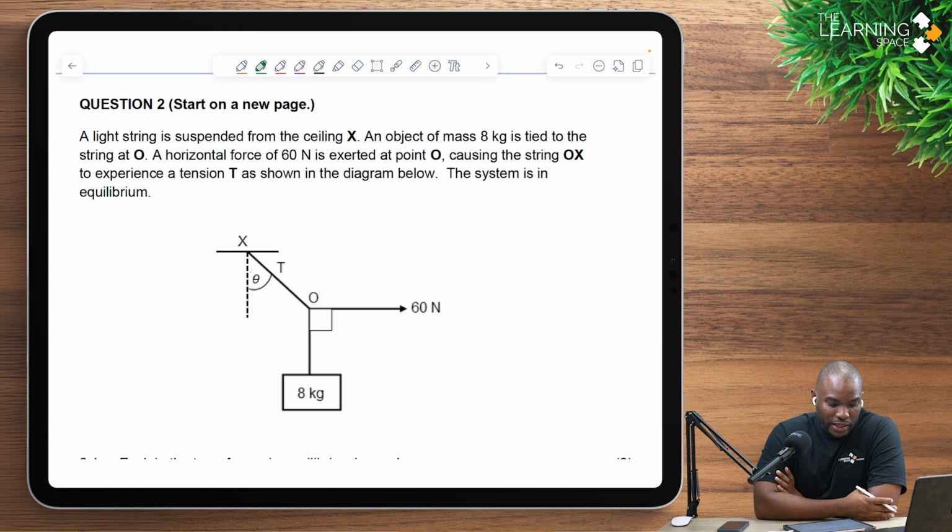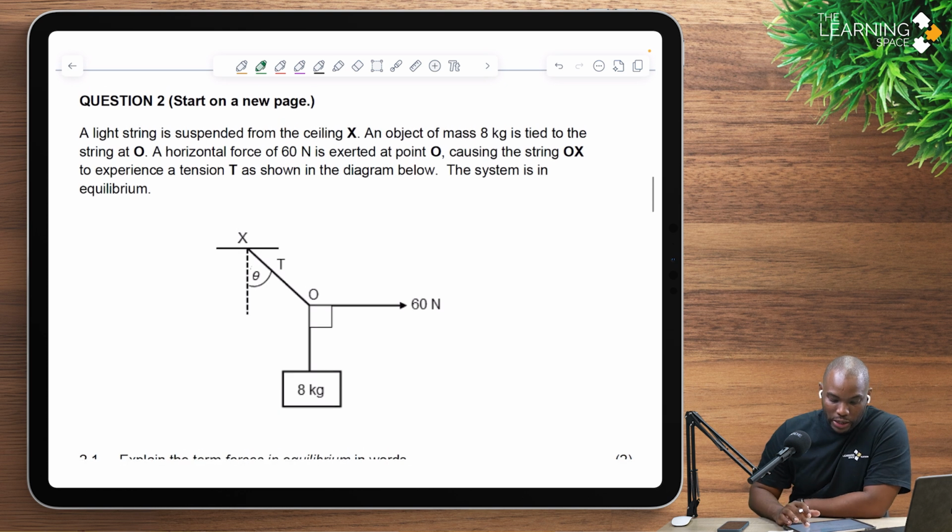Question 2 then says, a light string is suspended from the ceiling X. An object of mass 8 kilograms is tied to the string at O. A horizontal force of 60 newtons is exerted at point O, causing the string OX to experience a tension T as shown in the diagram below. The system is in equilibrium.